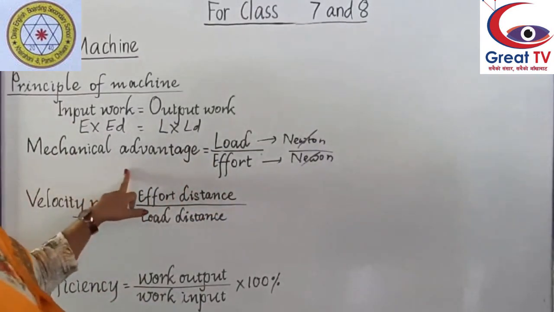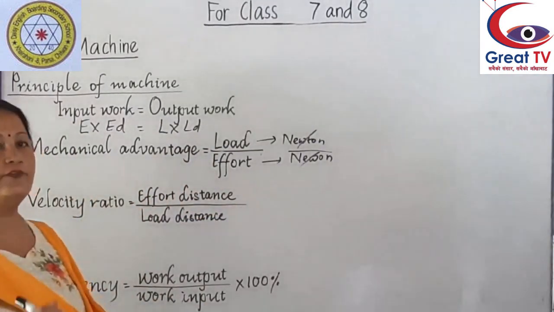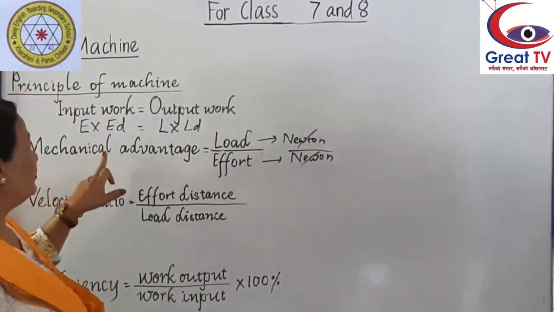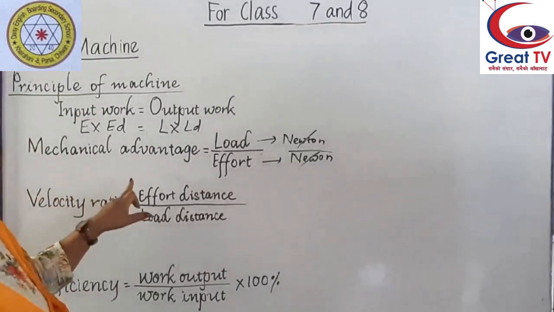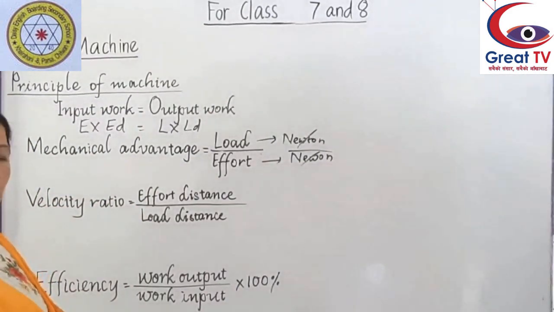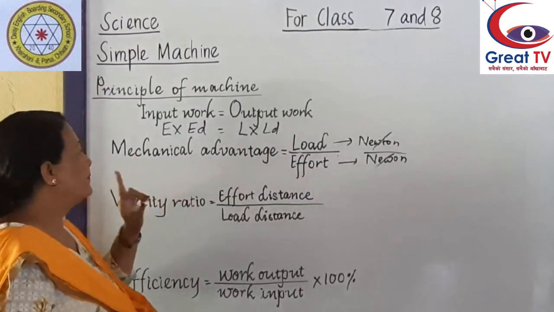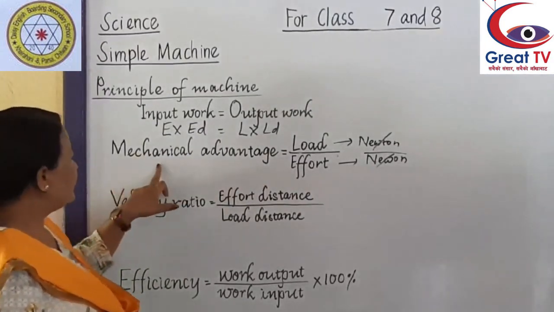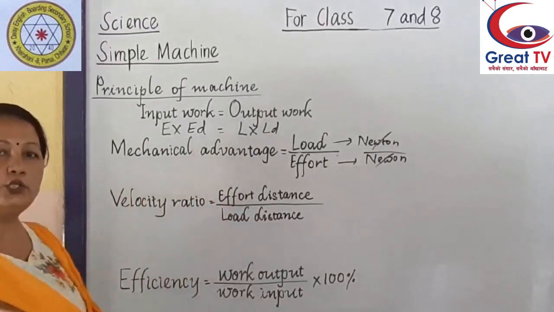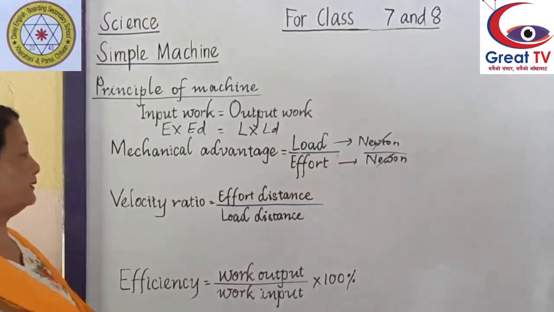Mechanical advantage is affected by friction. The greater the friction, the lower the mechanical advantage, and vice versa. So to increase mechanical advantage, we reduce the friction in a machine.